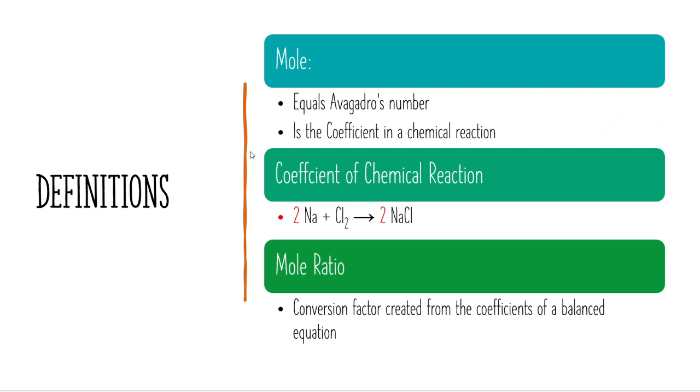All right, a little definition. Remember we talked about a mole, and it equals Avogadro's number, that's 6.02 times 10 to the 23rd. And it is the coefficient in a chemical reaction, such as you see here. So these are our coefficients, those numbers in the front, the way we balanced our equations. And a mole ratio is the conversion factor created from the coefficients of a balanced equation. And I'll show you how to create that mole ratio here today.